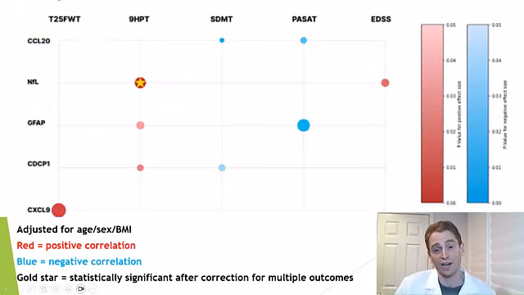This is another way to look at it in graphical form. You can see only the one with the star, neurofilament light chain associated with the 9-hole peg test, was really statistically significant. In this chart, the red circles are a positive correlation and the blue circles are a negative correlation. Now it looks like GFAP is working in opposite directions, but actually a higher score on the 9-hole peg test is worse. You want to be able to perform the test quickly, whereas with the PACET, a higher score is actually better, hence the negative correlation.